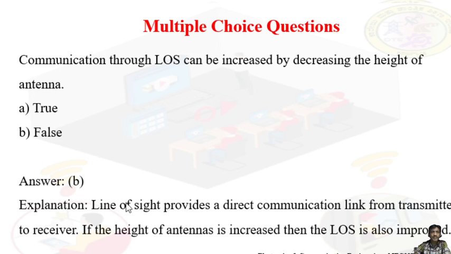You see, the explanation is given. The line of sight provides a direct communication link from transmitter to receiver. If the height of the antenna is increased, then line of sight is also improved. If the height of the antenna is decreased, the line of sight is not improved. Therefore, option B is the correct answer.